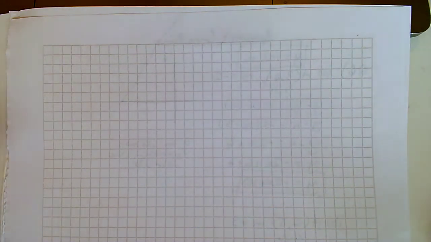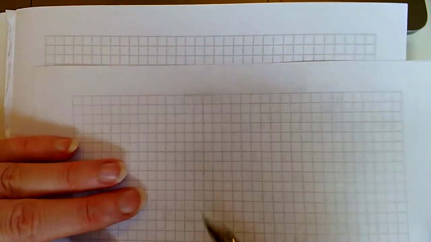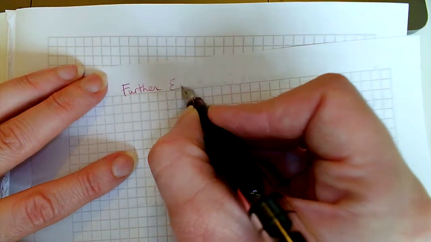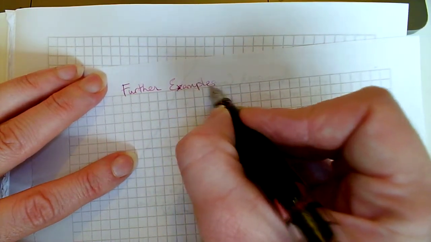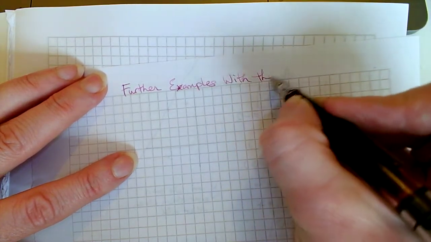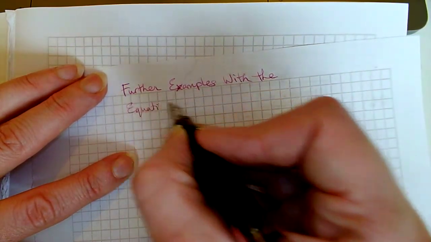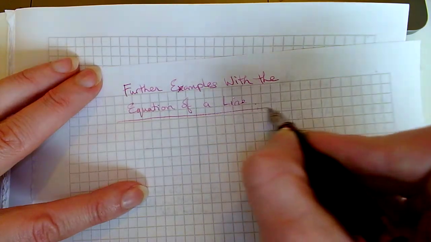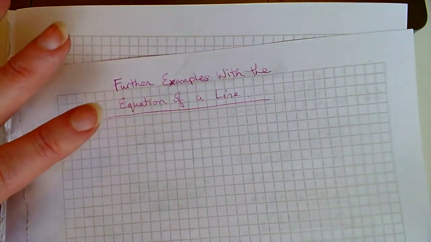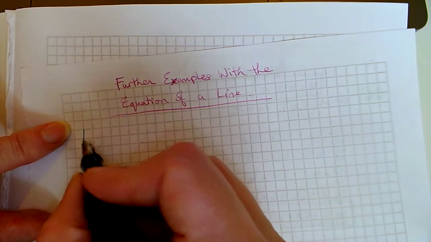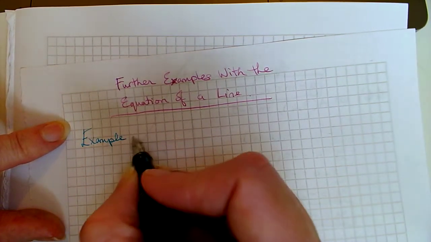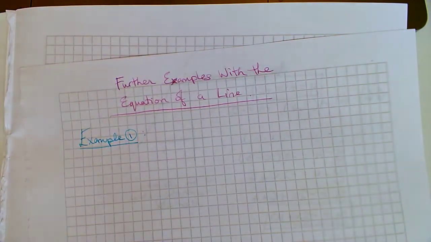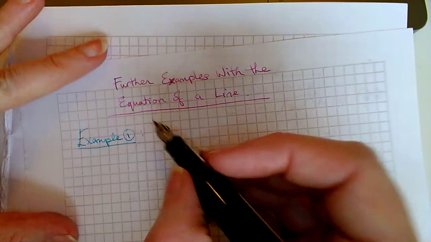Right. So if you want to give this a title in your notes, it is just further examples with the equation of a line. We're going to do them all in the form ax plus by plus c equals 0. The first example will be asked to find the equation of the line.